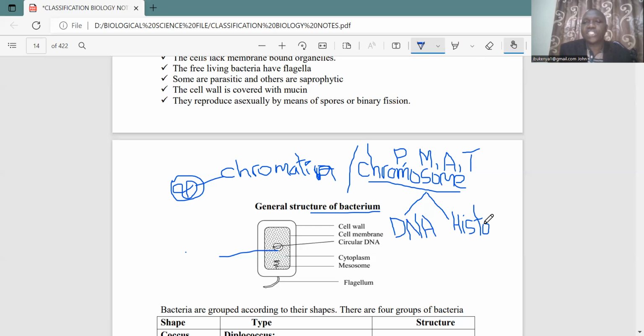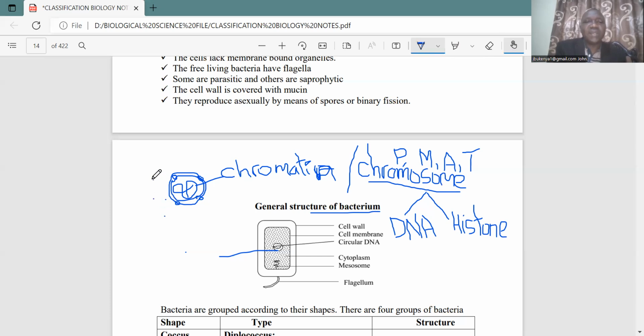DNA associated with a histone forms a chromosome, or chromatin. When the cell is not undergoing cell division, we call it chromatin. So this is, like I've shown you on your screen, what happens in eukaryotic cells, that there will be a nuclear envelope surrounding that DNA. And this nuclear envelope is perforated. It has tiny pores that allow exchange of substances between the nucleus and the surrounding cytoplasm.